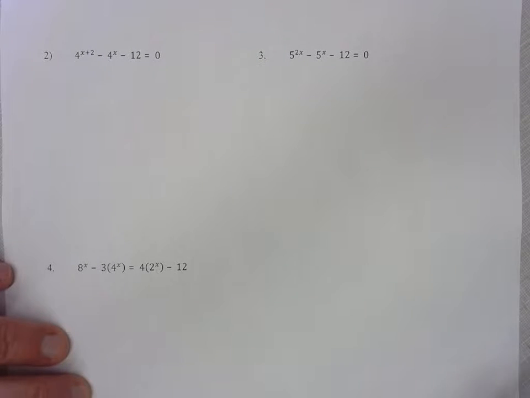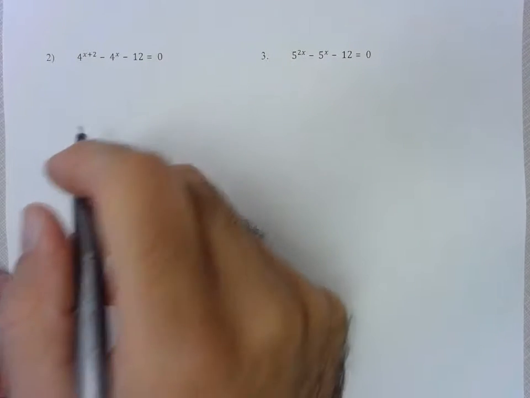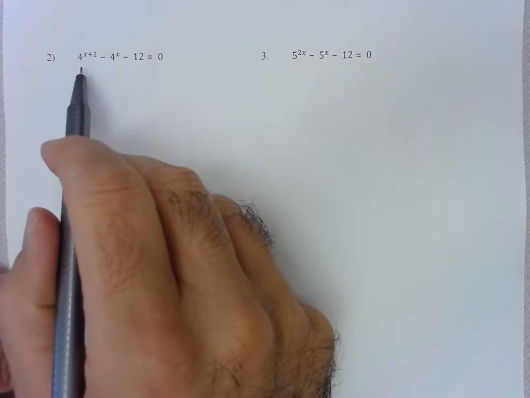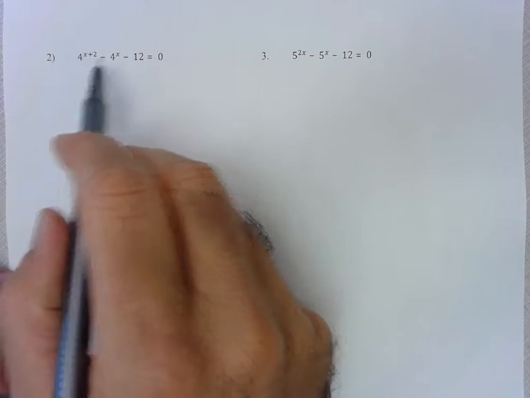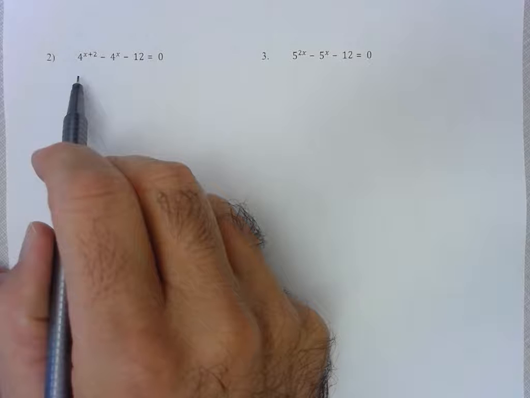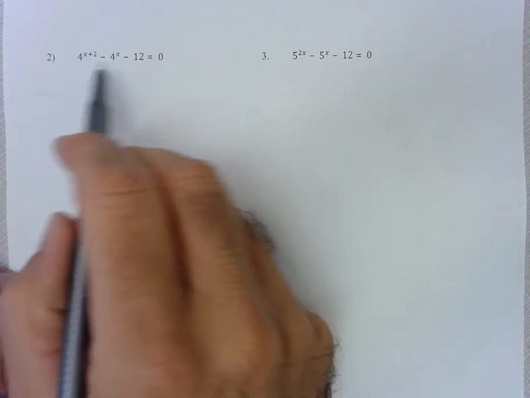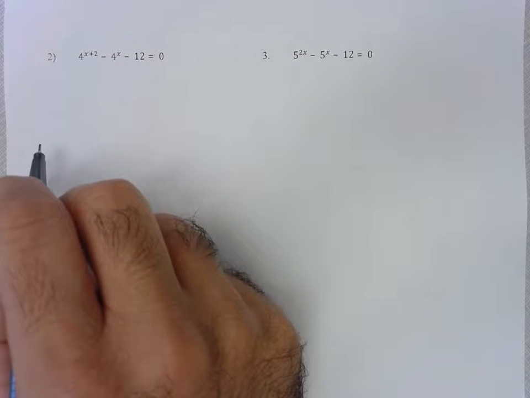Hi folks, we're going to take a look at a second example of solving an exponential equation. If you take a look at this one here, I think it's pretty clear that you won't be able to write both sides of the equation with a power on one side or power on both sides. Okay, so we're going to have to come up with some other method for solving this.